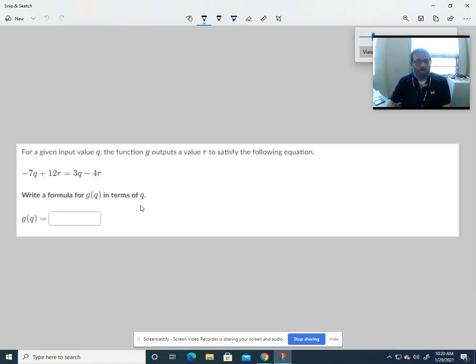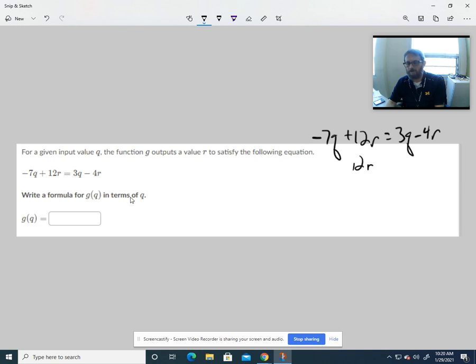Okay, so we want to solve for r because we want q by itself in terms of q. So again, here we go. We're going to start with our equation. So we start with negative 7q plus 12r equals 3q minus 4r. So I'm going to get rid of the q. So I got 12r equals 10q minus 4r because I added 7q to both sides. Now I'm going to add 4r to both sides. 16r equals 10q. And now I'm going to divide by 16.